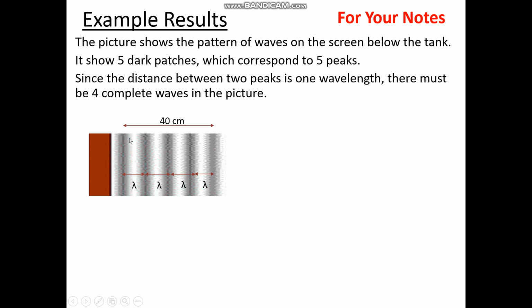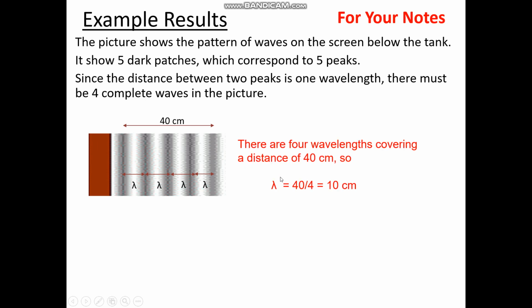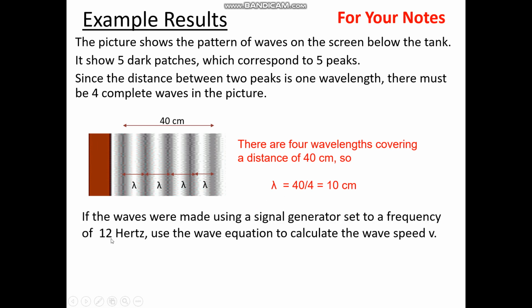So if we know the distance in this case for 4 wavelengths, 40 centimeters, we can work out what one wavelength is. 40 divided by 4 to give us 10 centimeters. So we now know the wavelength. The frequency, we're being told, is 12 Hertz. That's what the reading is on that signal generator. So to work out the wave speed, it's frequency 12 times wavelength 10, and we end up with an answer of 120 centimeters per second. If we'd have measured the distance in meters here, then our answer would have come out in meters per second.